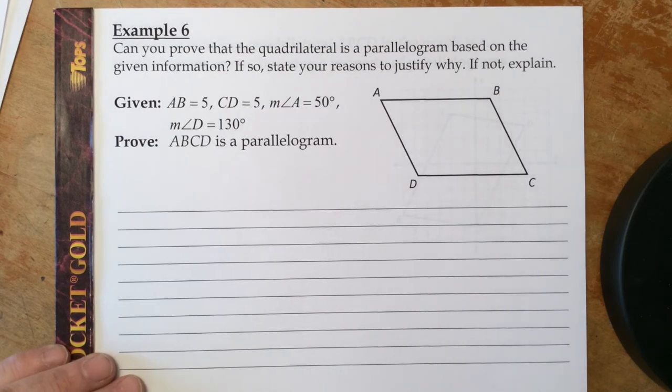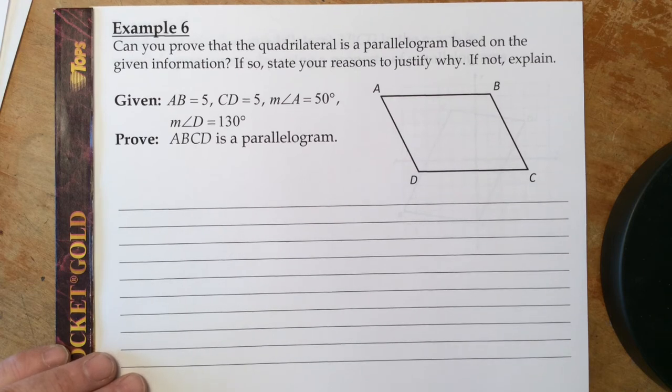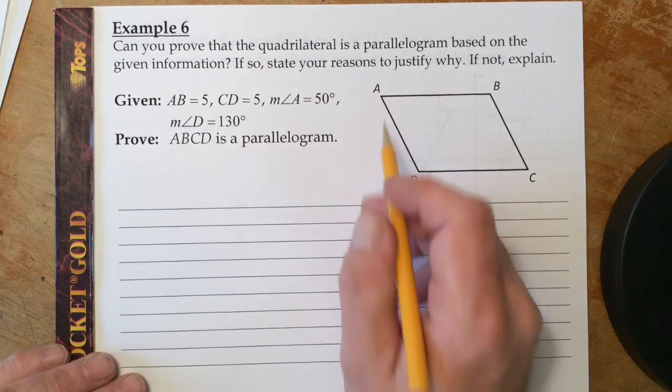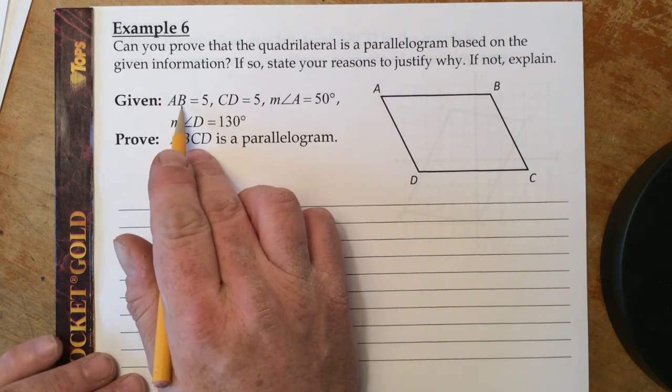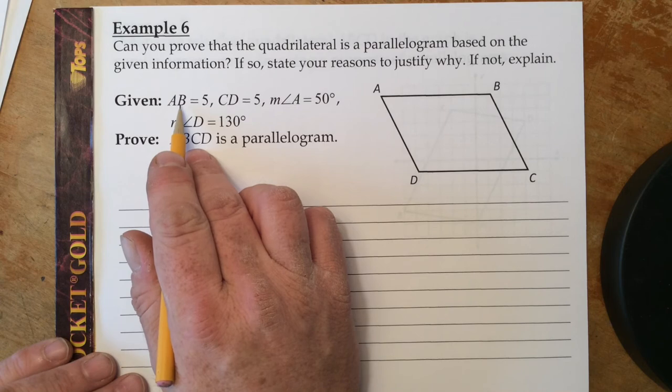Example 6. Can you prove that the quadrilateral is a parallelogram based on the given information? If so, state your reasons to justify why. If not, explain. Here we have quadrilateral ABCD, and we're given information about it that we're going to go ahead and label our drawing with.